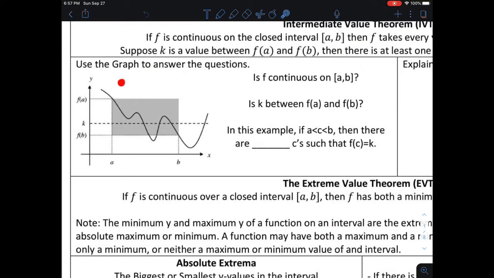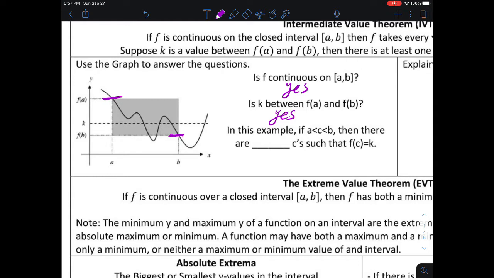I'm going to look at this graph over here on the left-hand side. We start with, is f continuous on the interval from a to b? I look at x equals a, and I follow the graph. I don't see any breaks all the way to b, so yes, the graph is continuous on that interval. And is k, so y equals k, somewhere in between f of a and f of b? Well, f of a is there, f of b is here, k is somewhere in between them, so yes, it is in terms of the y value.